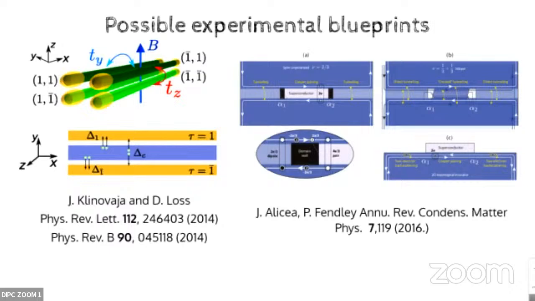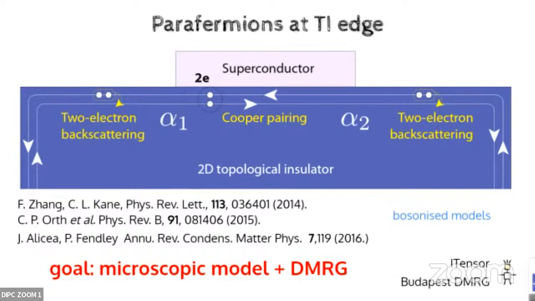There was also a proposal, which I'm going to focus on in the remainder of my talk, by Zhang and Kane and Orth and his co-workers, which uses the edge states of two-dimensional topological insulators with S-wave superconductivity and some time-reversal invariant two-electron interactions. Okay, so these are really nice proposals, but the theoretical method they used was bosonization, which means that it is not necessarily transparent what type of interactions you have to consider in these systems, and certain aspects of these models neglect, for example, high energy excitations.